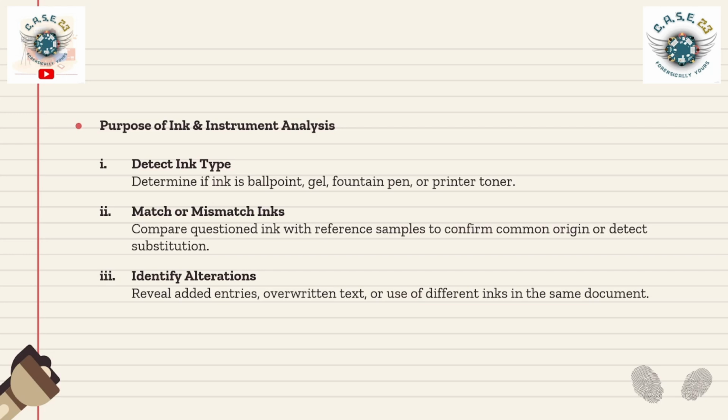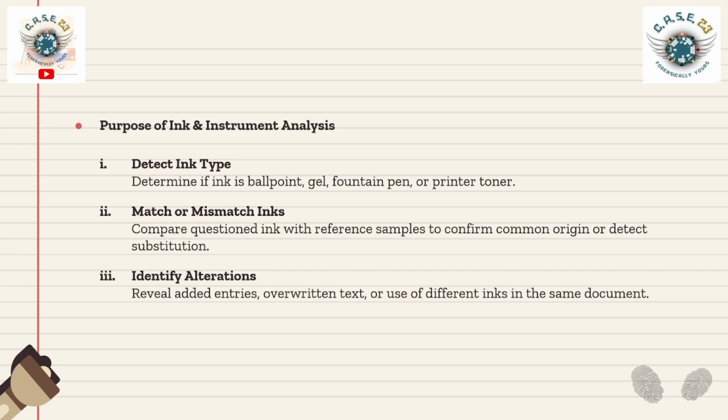And then the second is to match and mismatch inks. This is where things get really interesting. We generally compare the ink in question with a known or reference ink to see if they are the same. For example, if a check was written with one ink and signed with a slightly different one, this could mean someone has added or changed details later. A mismatch can be a big red flag in forgery cases.